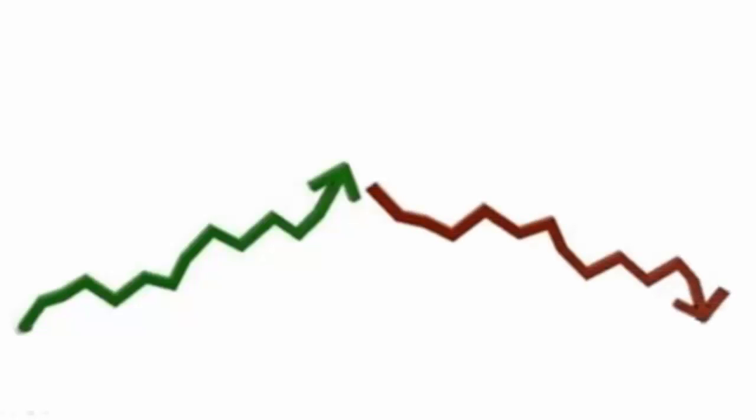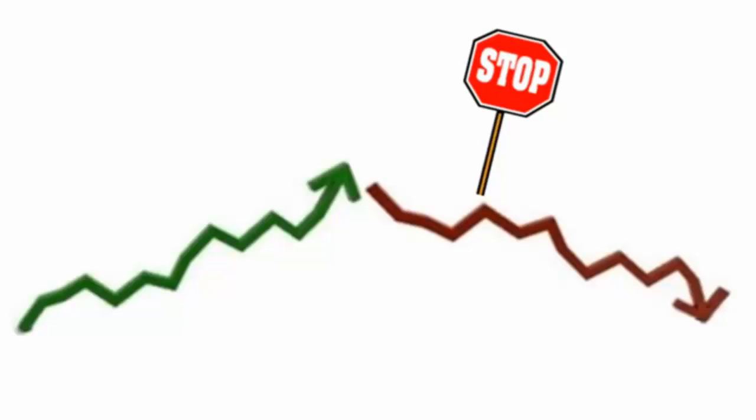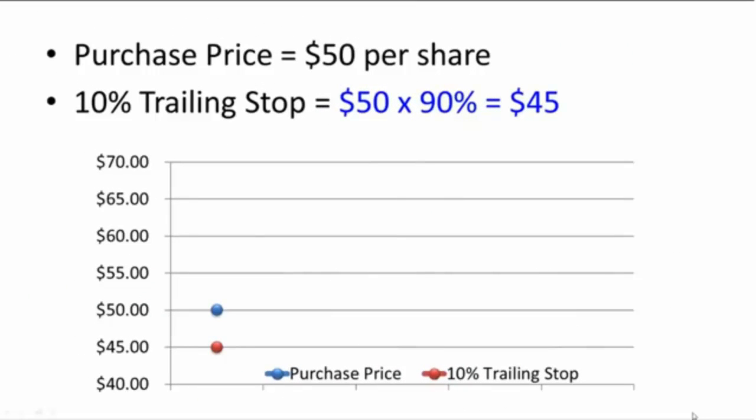A fundamental truth about stock investing is that what goes up will at some point eventually go down. The use of trailing stop-loss orders is an important way to preserve gains and limit losses. Let's take a look at a simple example of how trailing stops are calculated.